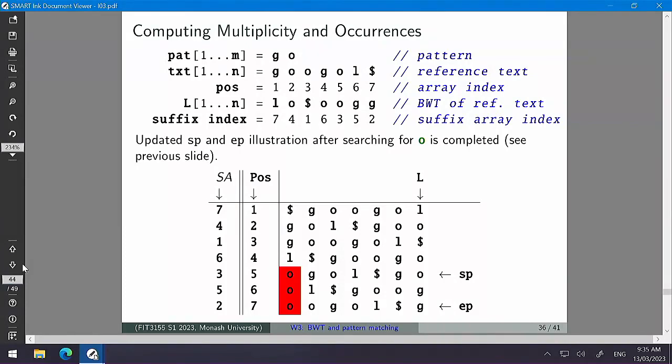So, okay, now the current start point and end point. I've recovered O. So the next letter to O in the reverse direction is G, right? So what is the rank of G?